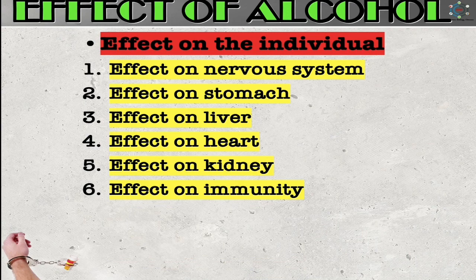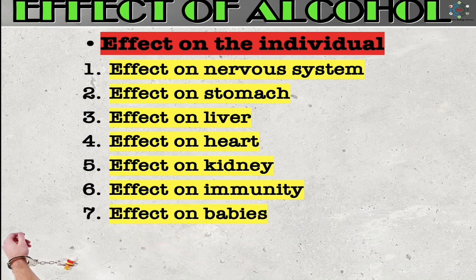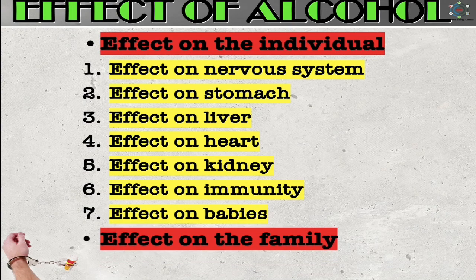Next is effect on immunity. The alcoholics generally neglect their health. They often suffer from malnutrition and loss of resistance to infection. Next, effect on babies. Babies of alcoholic mothers are often unhealthy and underweight and may even be abnormal. Now, the second effect, on the family.